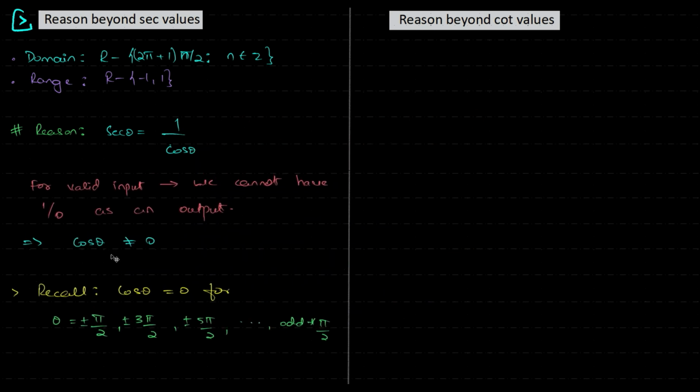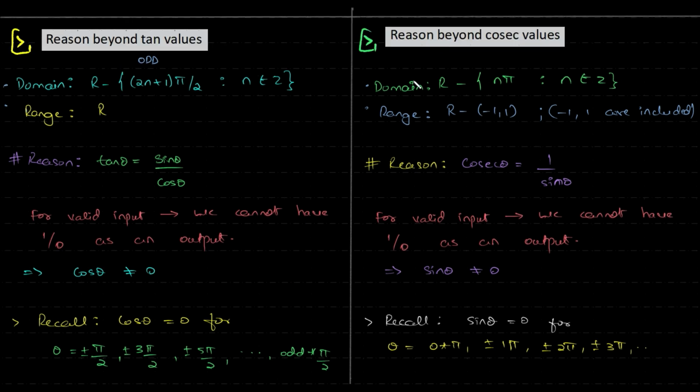Right, cos theta cannot be 0. That's the whole funda over here: the denominator cannot be 0, and cos theta is 0 for this set of values, right? Actually this explains the domain but not the range. Now I didn't talk about the range over here and over here too, so I need to talk about range actually.